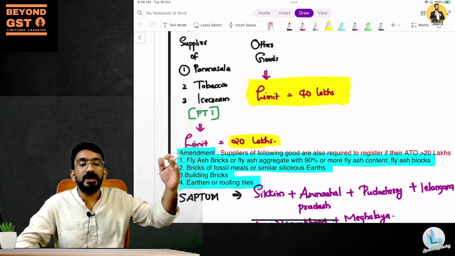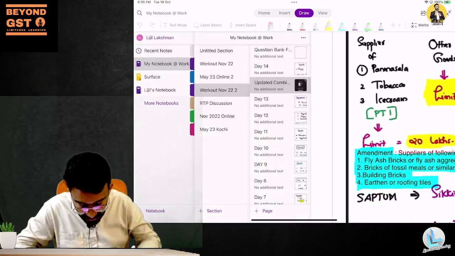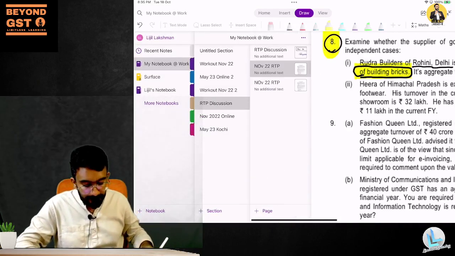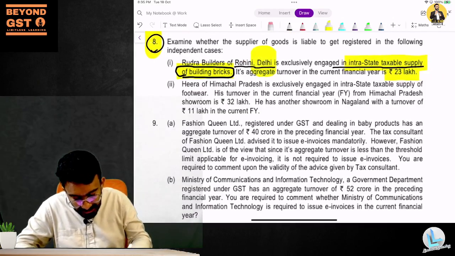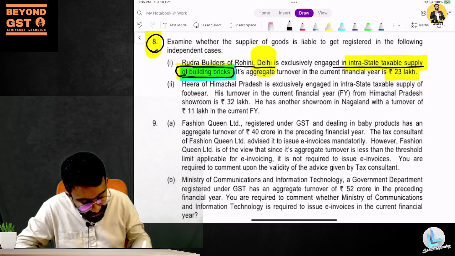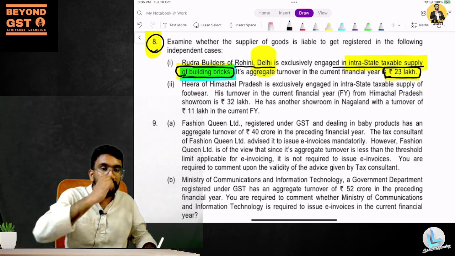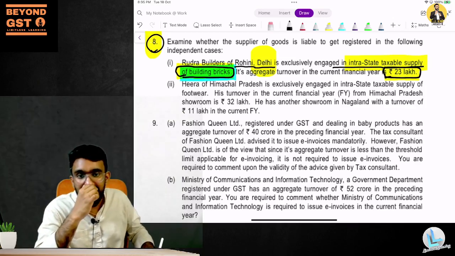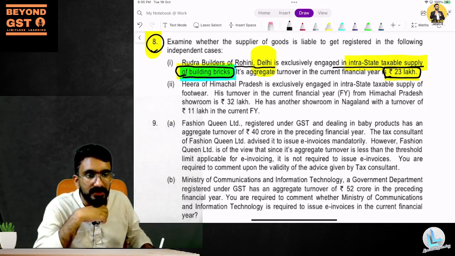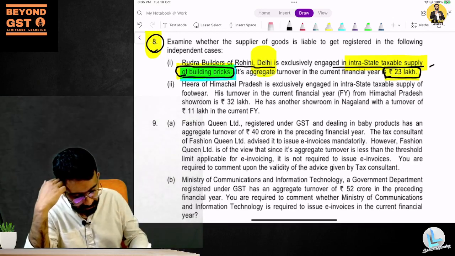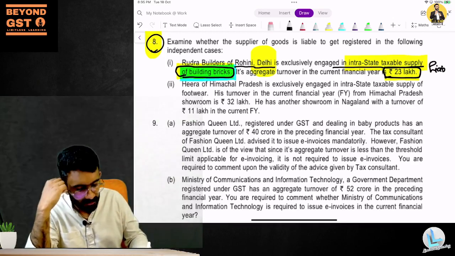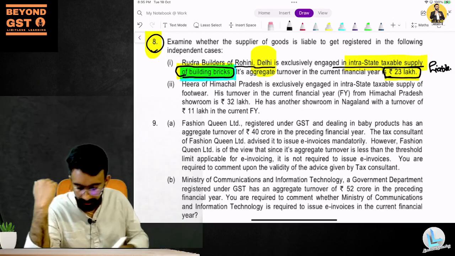All of this, if you're supplying, your limit in general category states is now restricted to how much? 20 lakhs. Now they're in Delhi, but they're supplying what? Building bricks. What's the limit that will be applicable for them? 20 lakhs. What's the turnover? They are having 23 lakhs. Is this Rudra Builders liable for registration? They are liable for registration. Are you guys with me?